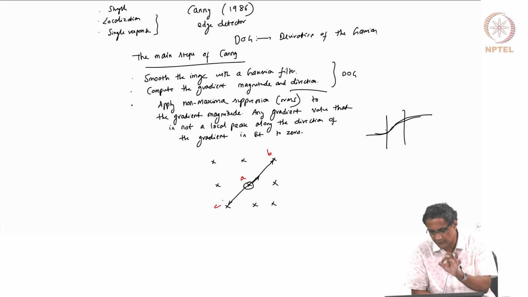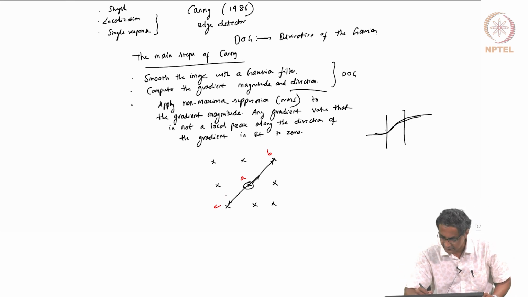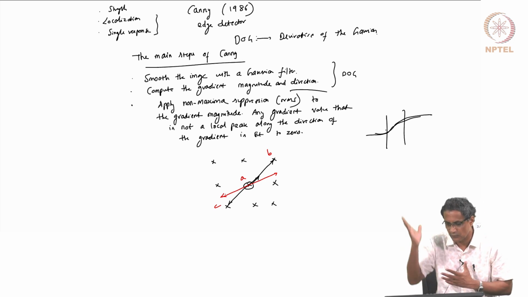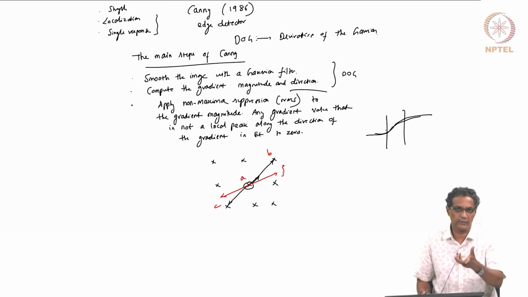It survives only if it is greater than both C and B. Of course, it can also happen that the edge orientation is such that you end up somewhere like that, because we don't know which way the edge is oriented. So if the edge is oriented that way, you might end up in a zone where you don't have a direct value.